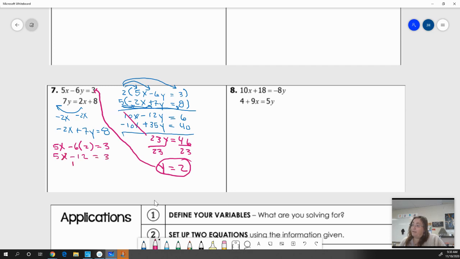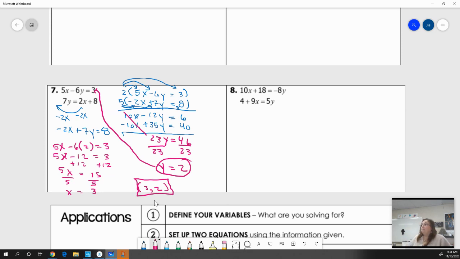And now we're going to just solve for this x. I'm going to start by adding 12 to both sides. And I get 5x equals 15. Then I'm going to divide by 5 to get that 5 off of the x. And I get x equals 3. And so I know my point now, right? My point where these two intersect will be at 3, 2. I can prove it. I can plug them in, but I'm not going to bother. And that's how these problems are going to work.